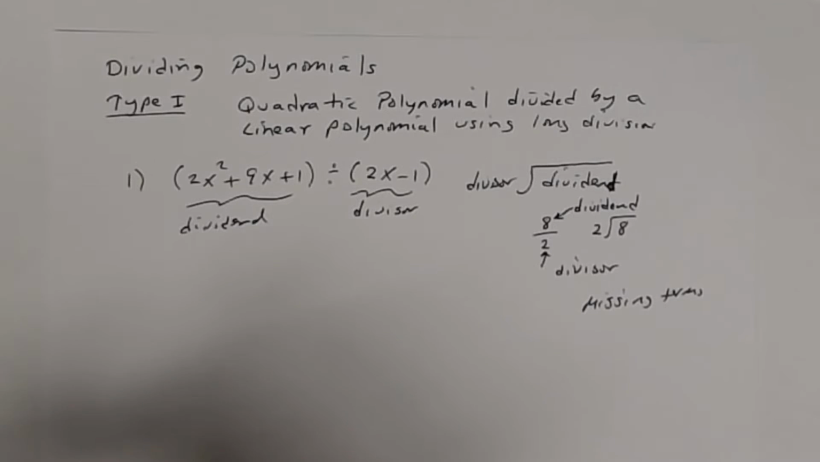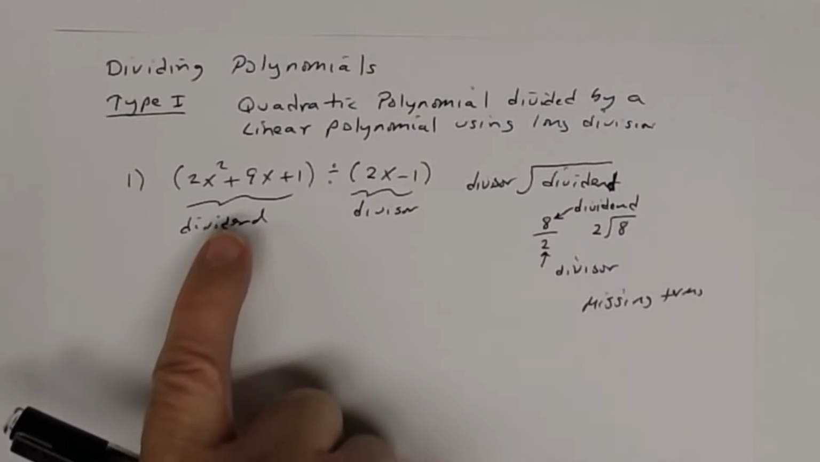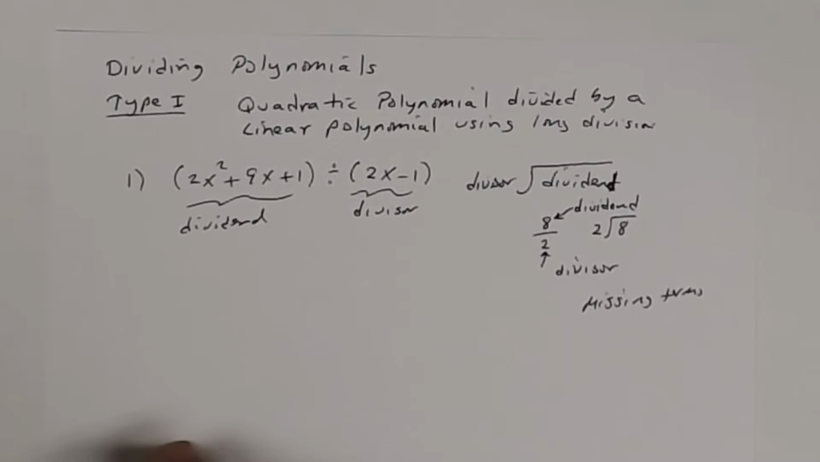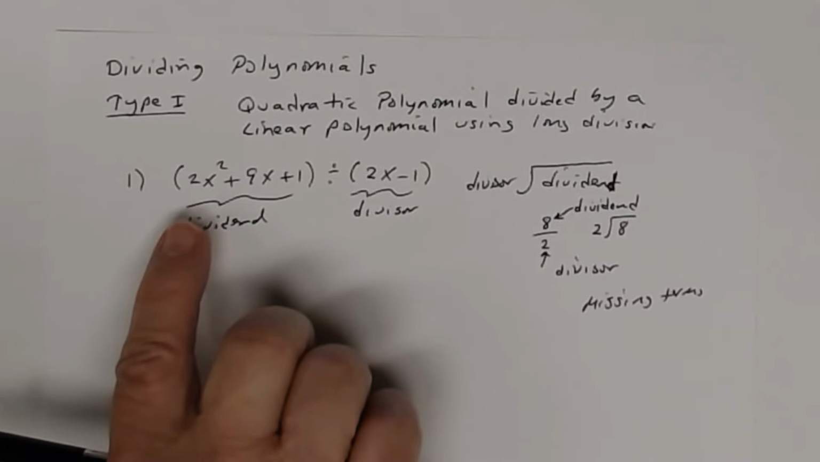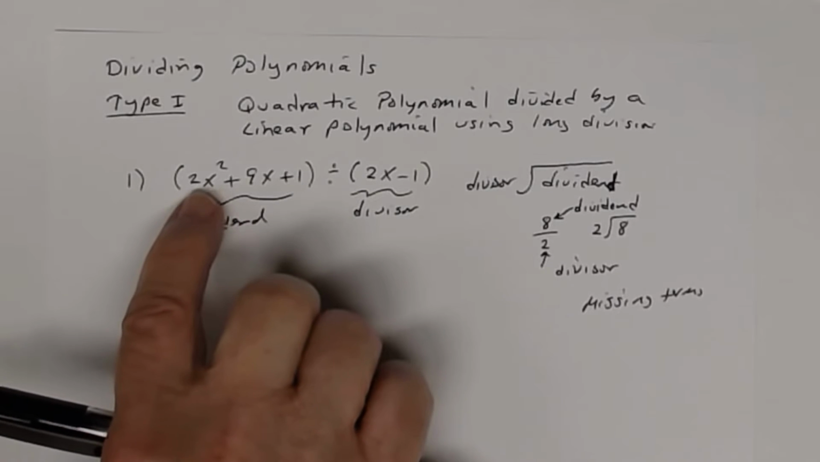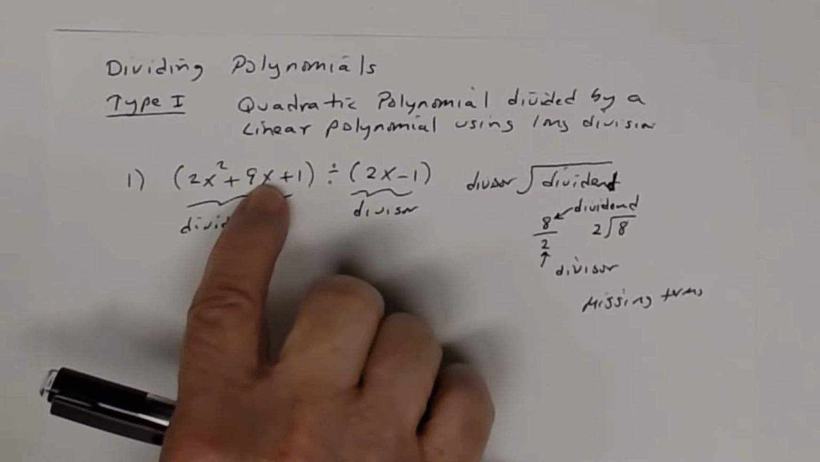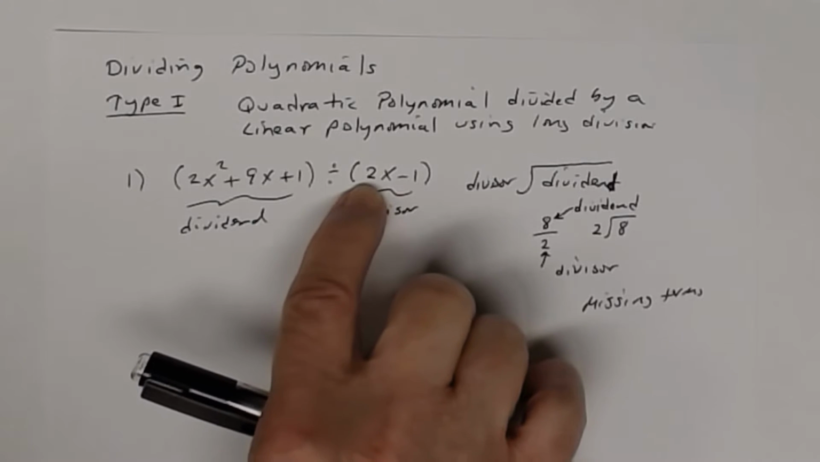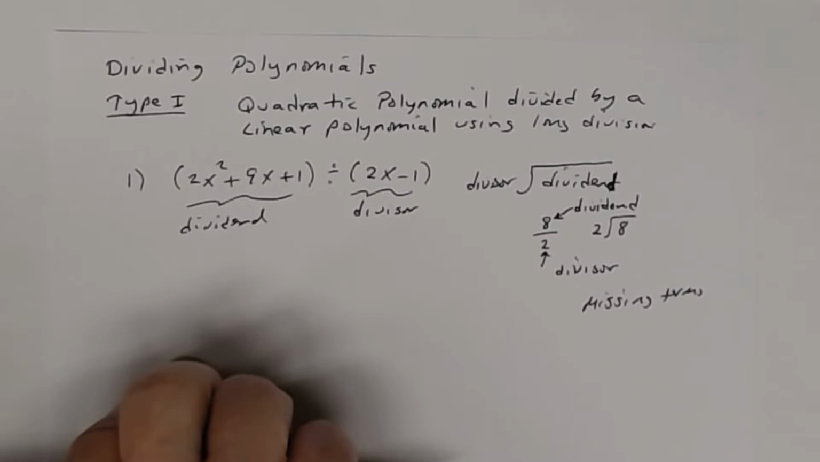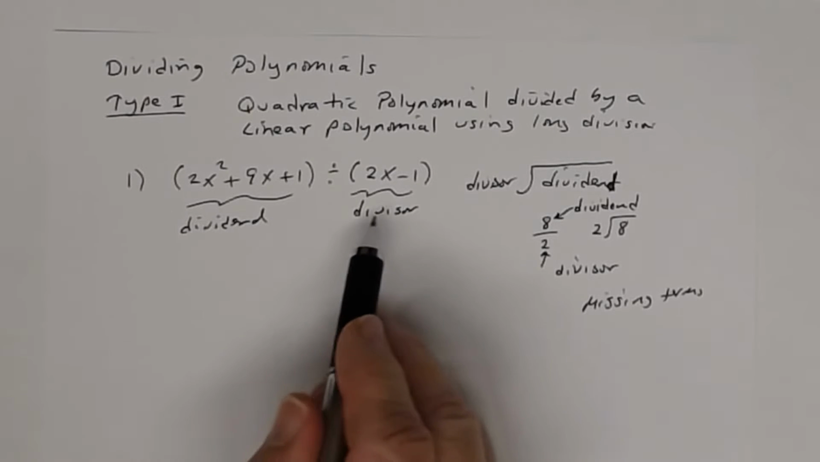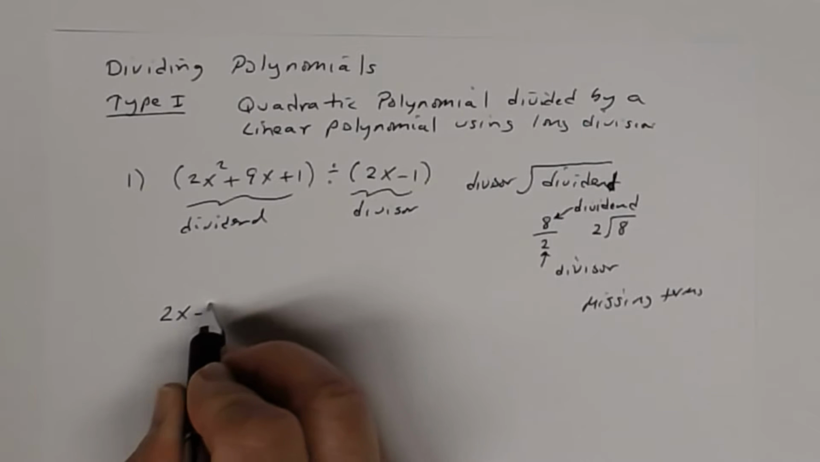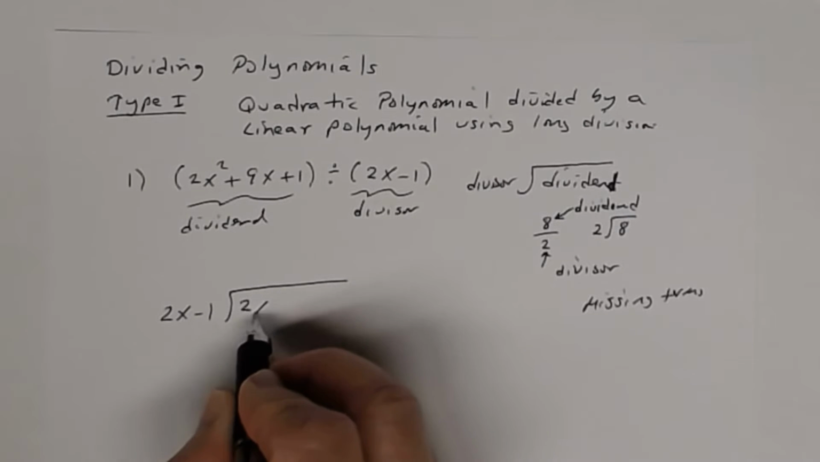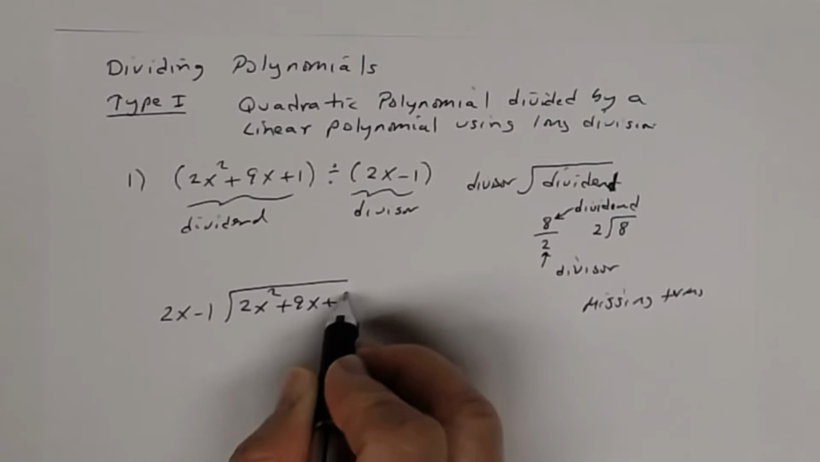If there were any missing terms, you're going to see how to deal with that next semester. You would have to put a 0 term in its place. For us, there are going to be no missing terms. So for type 1, when you have this quadratic polynomial, you're going to see 3 terms. Your linear polynomial, you're going to see 2 terms. Okay, so none are going to be missing. So let's go ahead and start talking about how to divide this using long division. So I have 2x minus 1 divided into 2x squared plus 9x plus 1.